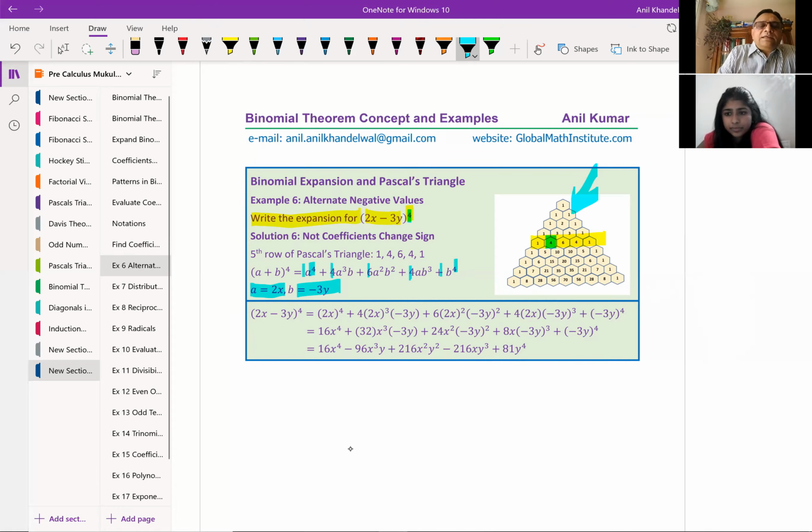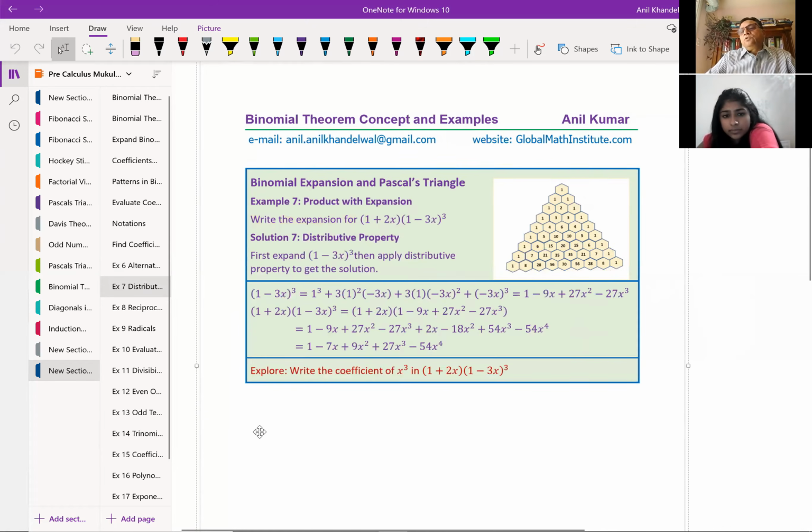Yes, you rightly said a equals 2x, b equals minus 3y. Replace your a and b with those values and then simplify and get your answer. That is how you'll do it. So we're done with this kind of question where we have 2x minus 3y, not simple a and b.